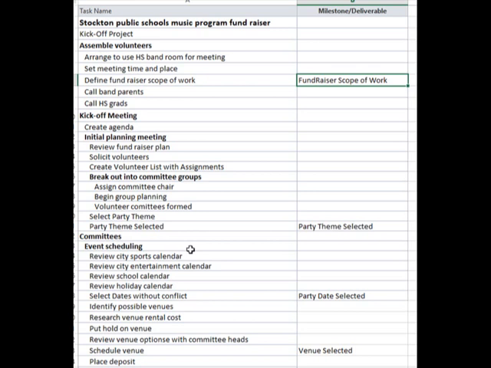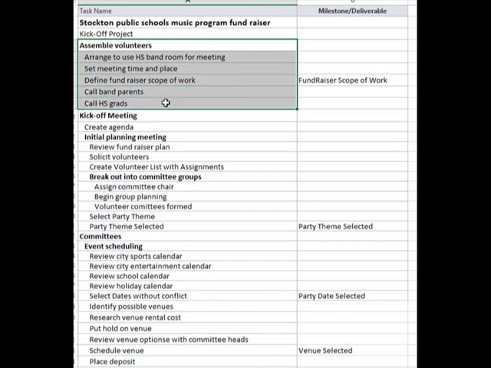Human beings can't really absorb more than 10 things at one time. Our brains just are not wired to be able to take in that much input. By decomposing work, by breaking out the work, I can focus on a specific activity or phase. For instance, I can just look at assemble volunteers here and not worry about anything else.